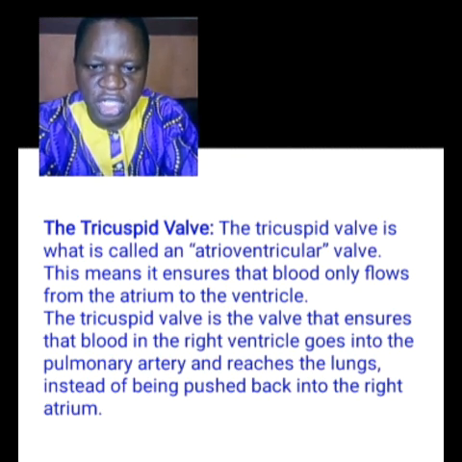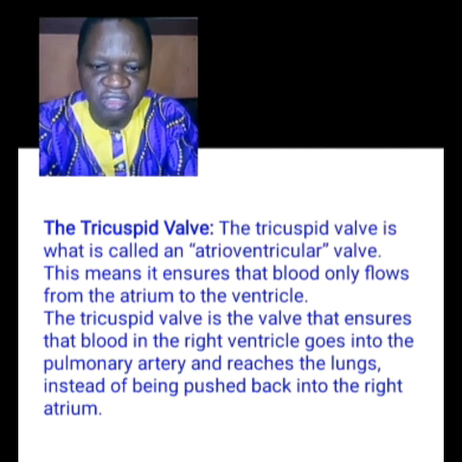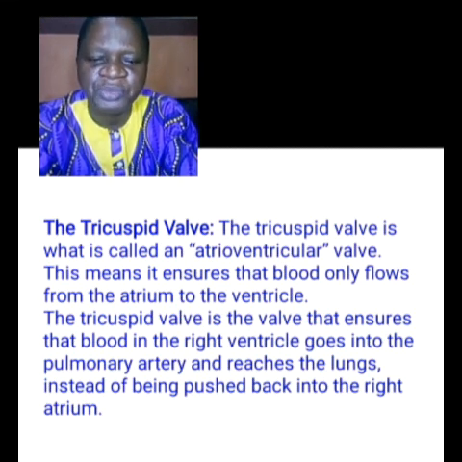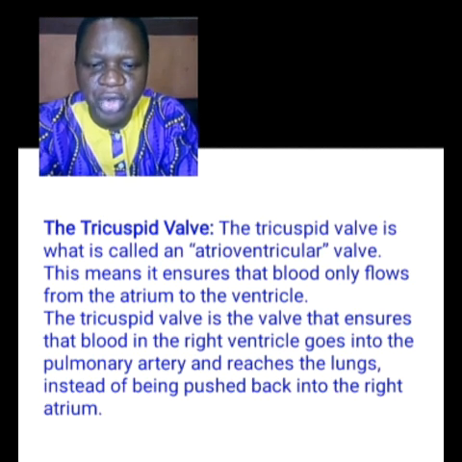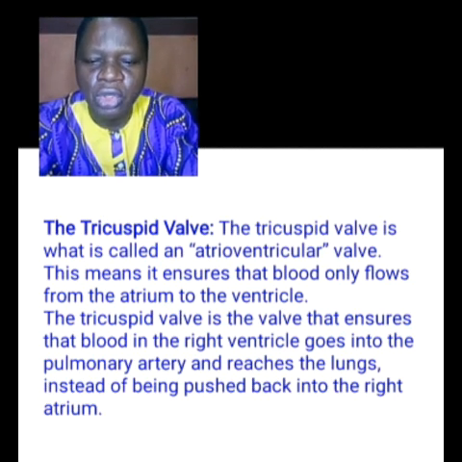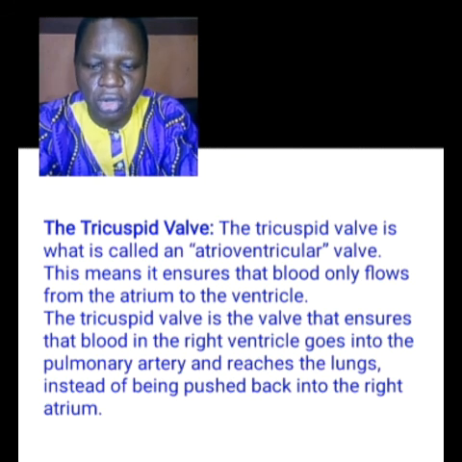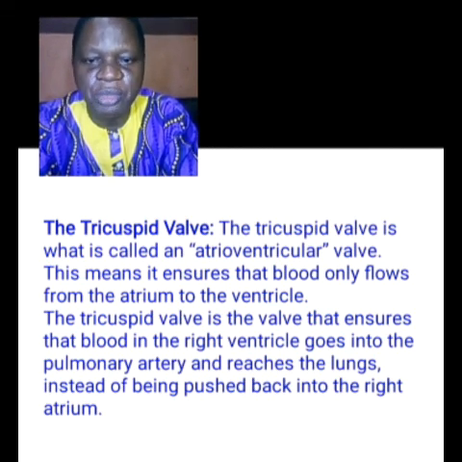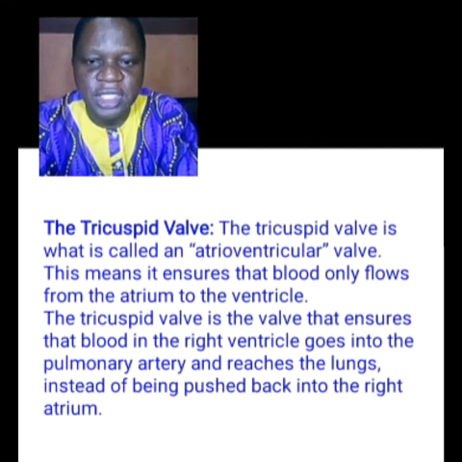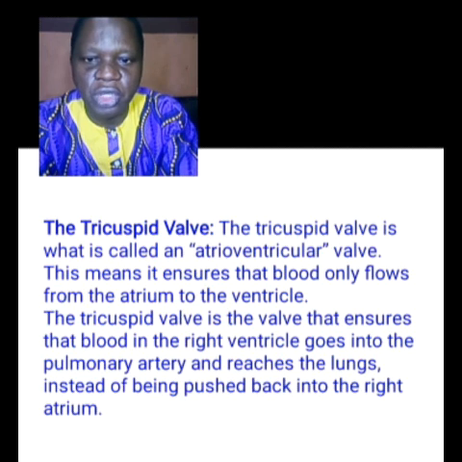Okay, so the tricuspid valve is a valve that ensures that blood in the right ventricle goes into the pulmonary artery and reaches the lungs for oxygenation instead of being pushed back into the right atrium. So that means without the tricuspid valve, it is possible for the blood to be pushed back. That means the blood will not be able to make its way into the artery and then into the lungs for oxygenation. That's the importance of the tricuspid valve.